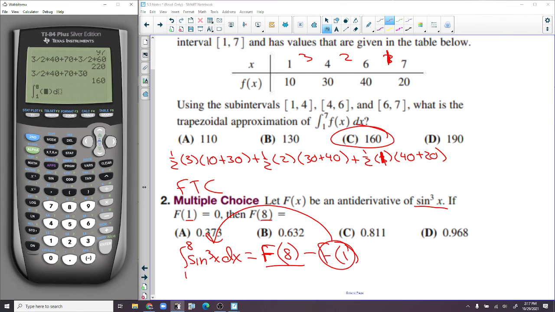The integral from 1 to 8 of sine to the third, so x raised to the third power. I love this question. What a great question. And then it's b. It's b.